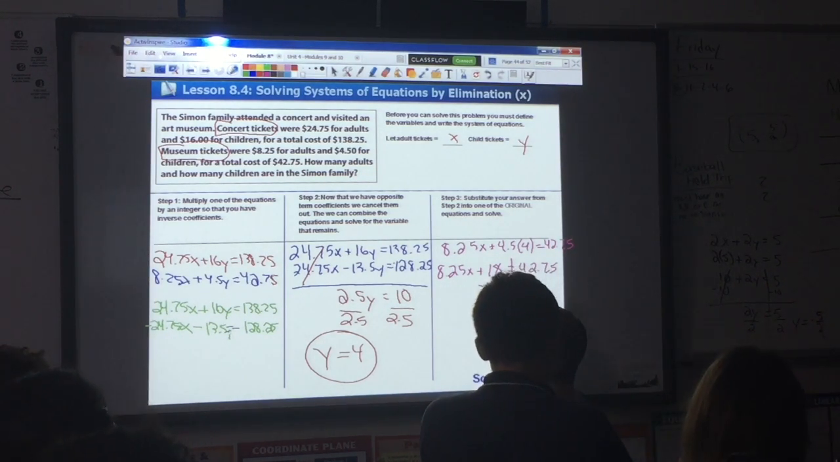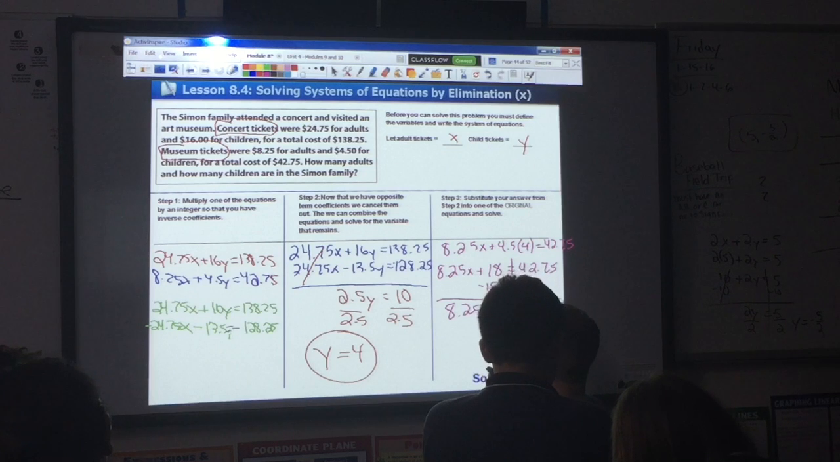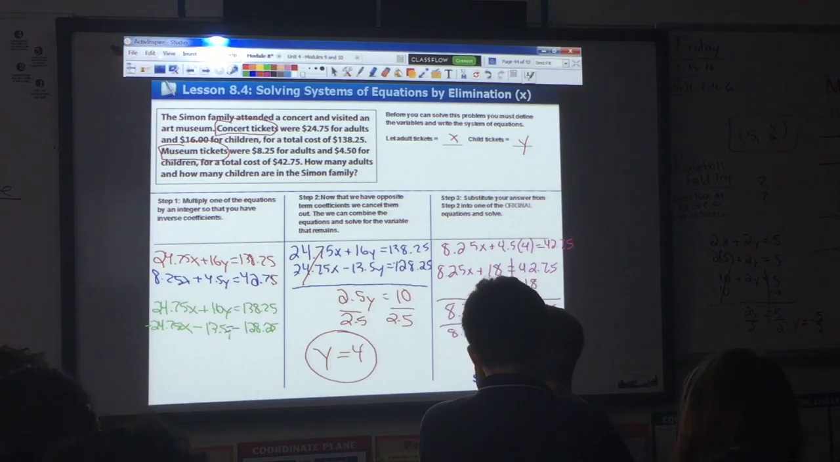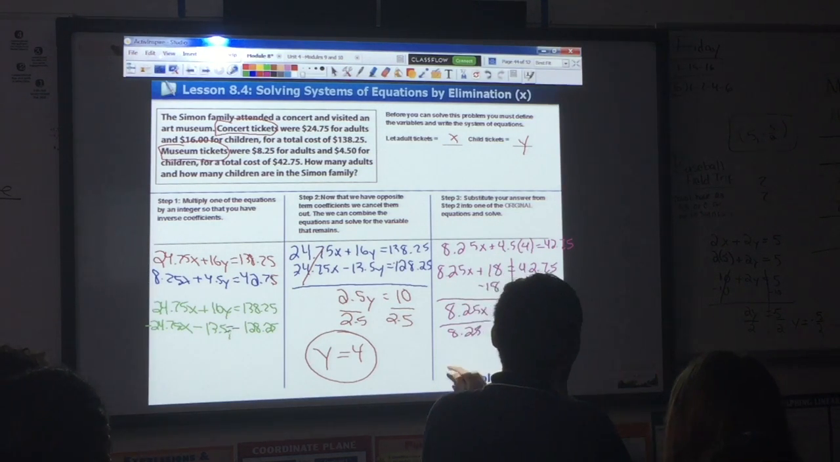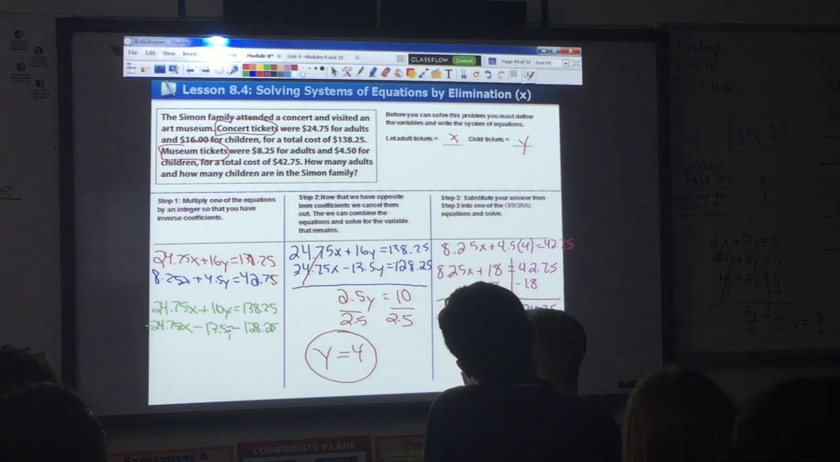So I subtract 18 from both sides. I get 8.25x is equal to 24.75. We're getting there. I divide both sides by the coefficient, and I'm going to end up with a nice, beautiful, clean whole number, because we're talking about a person. You can't have 3.2 people. You've got to have a whole number.